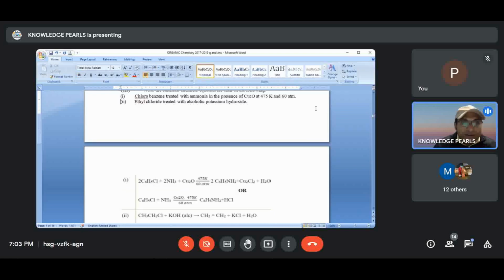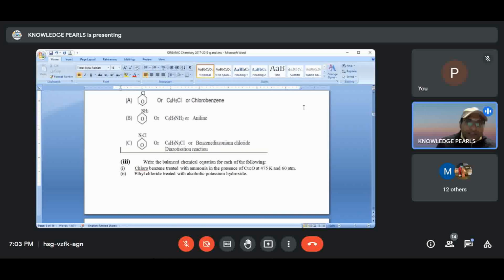Okay, so the same question they asked in this manner also. Chlorobenzene treated with ammonia in the presence of Cu2O at 475 Kelvin and 60 atmosphere. What could be the answer? What could be your answer? Can you write in the chat box? If you understood the previous question, you will be able to answer this question also.